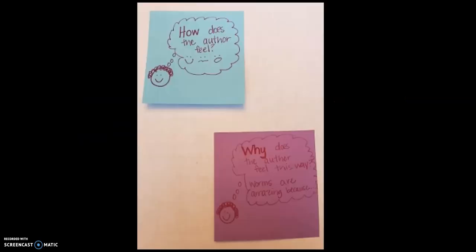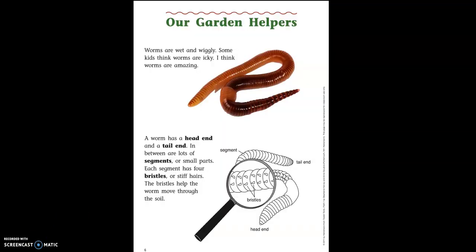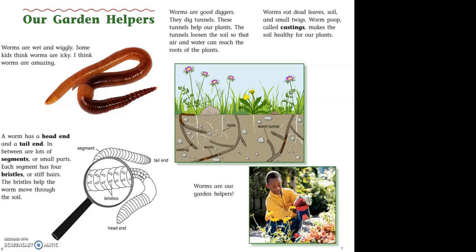I have this chart here that you're going to see throughout the lesson, and it's to remind us how we're going to identify the reasons that support the author's point in our text for today. So the first step is we're going to find how the author feels, and then we're going to find why the author feels that way. And when we find both of them, that's going to help us have a better understanding of our text. So this is the text that we're going to use today, and the title of it is Our Garden Helpers. And as you can see, it's about worms. It's all about worms. So let's see what this author has to say about worms.